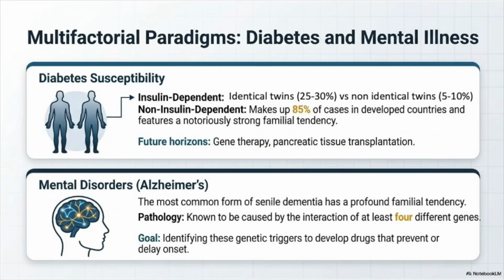For mental disorders like Alzheimer's disease, the most common form of senile dementia, there is a profound familial tendency, known to be caused by the interaction of at least 4 different genes. The goal moving forward is identifying these genetic triggers to develop drugs that prevent or delay onset.